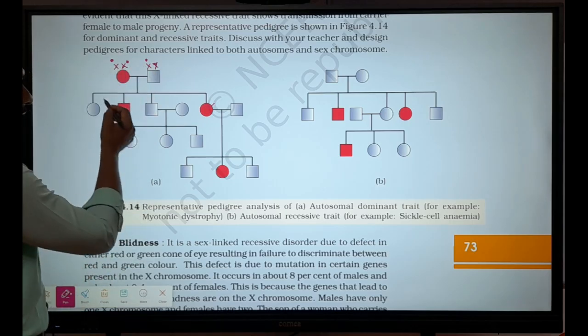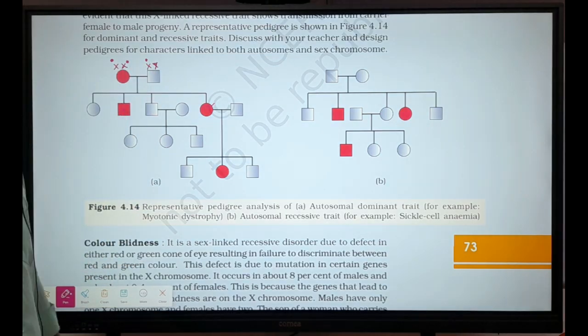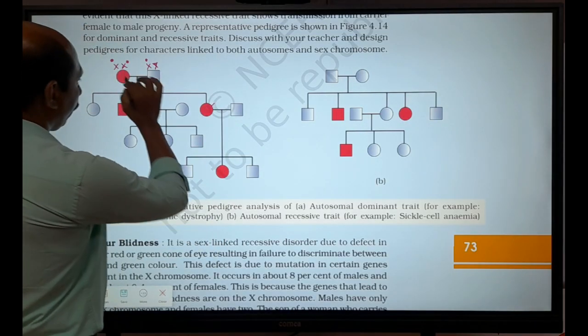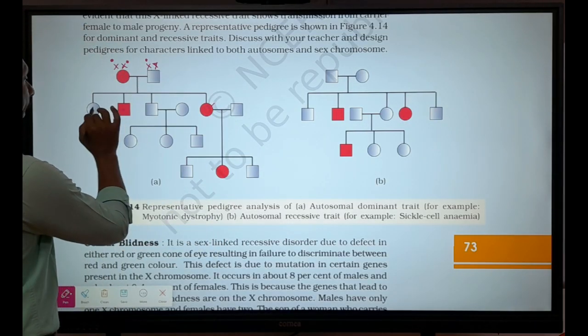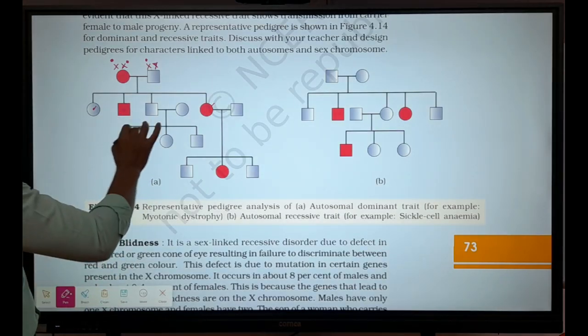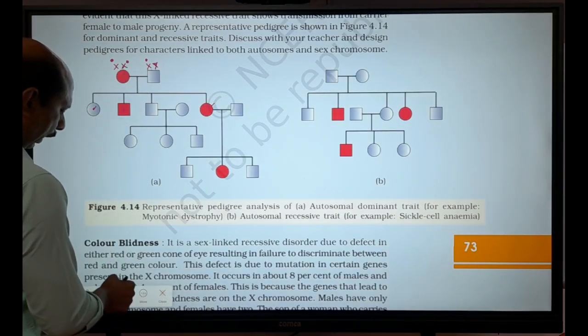It cannot be affected, but it is affected. That means it is not recessive. Second, here what happens? It is affected, but how does it affect? It can be affected, yes, but why is it not affected? That means it is not autosomal recessive. Only one thing is there, that is autosomal dominant.